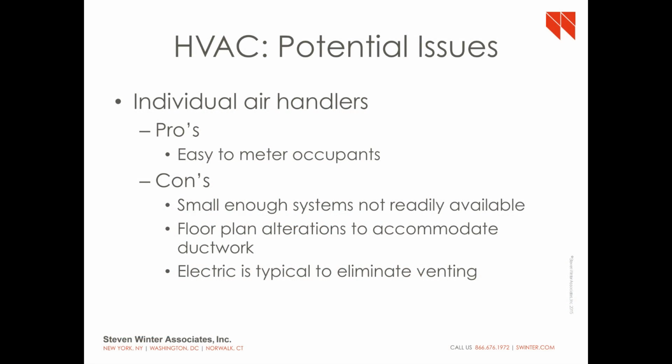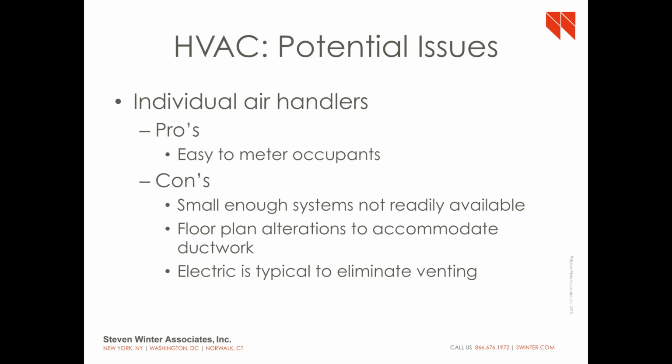So central tends to make more sense because then you use one 6-ton compressor and you can heat the whole floor, however many apartments, 10 apartments. The problem is that the AC is typically inefficient and the leakage is hard to control, and then you've got an extra thermal bridge. With the HVAC, individual air handlers, it's easy to meter the occupants, right? So if you want to sub-meter your occupants, you can do that very easily.